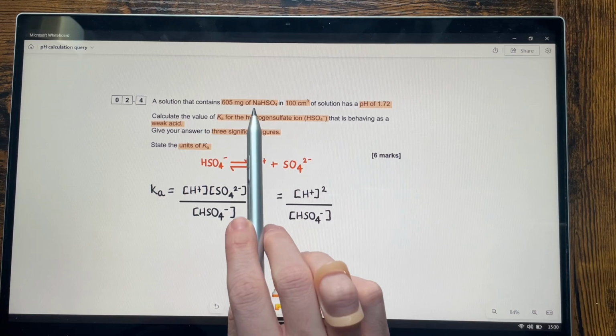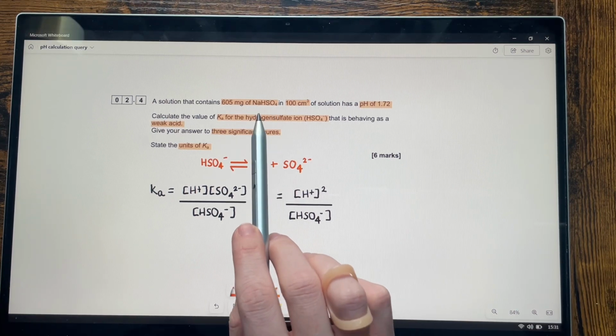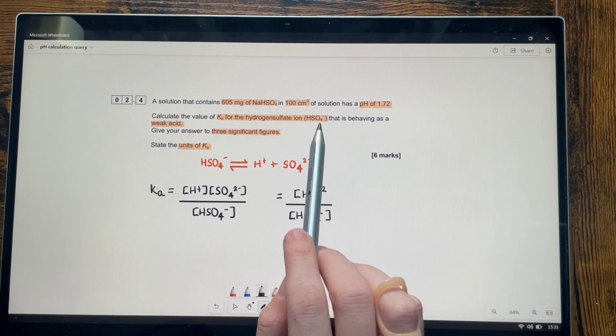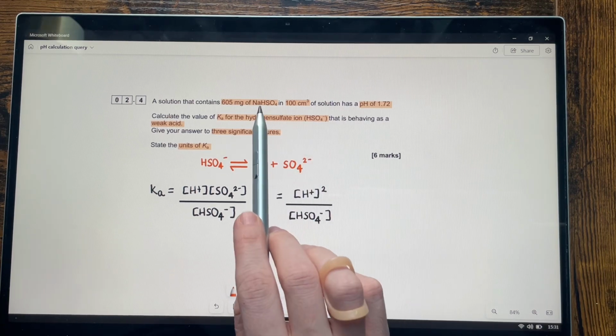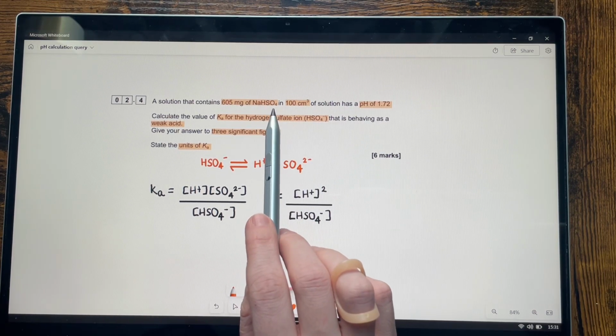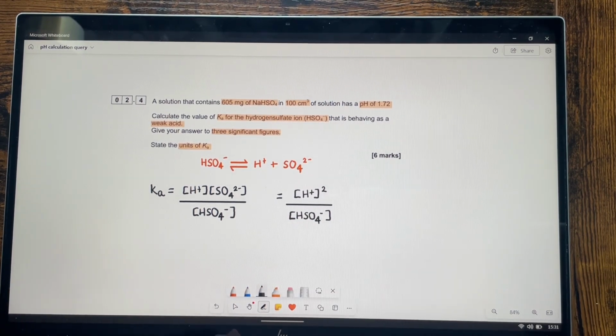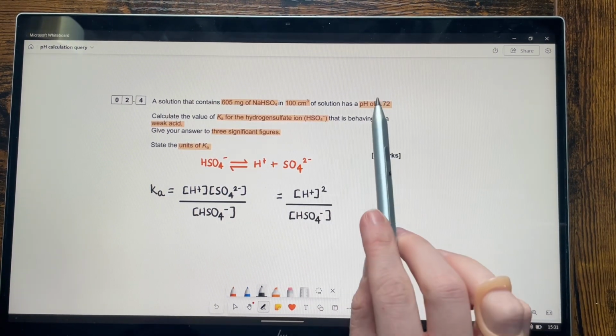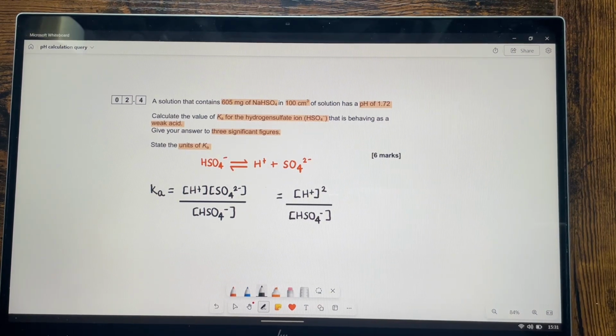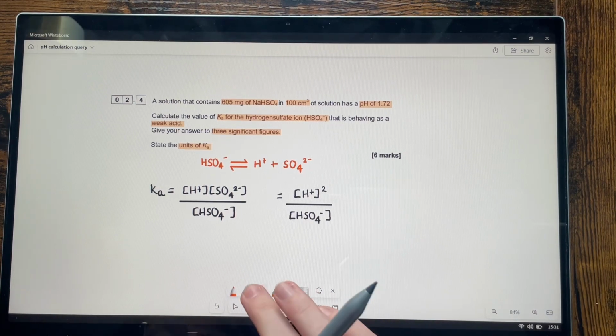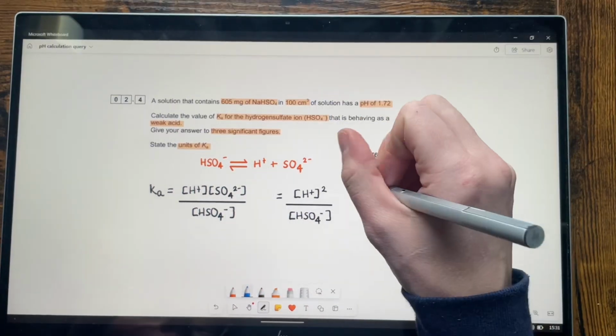Because the NaHSO4 in solution is giving us this HSO4 minus ion, if we work out the concentration of the NaHSO4, that will be the same as the concentration of the HSO4 minus. So that's going to help us to get the concentration of this on the bottom. The pH is going to be used to get the concentration of H+, which we can then square on the top. So, doesn't matter which order we do this in. I'll do the pH bit next.